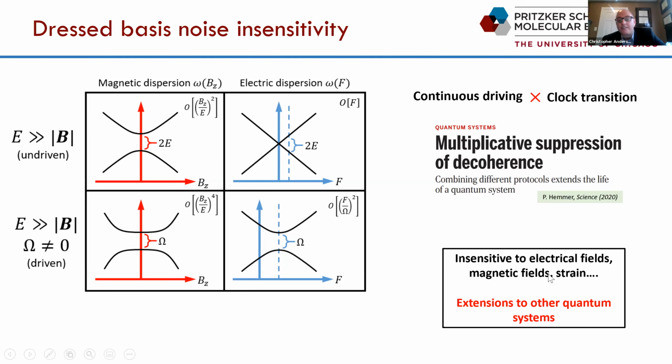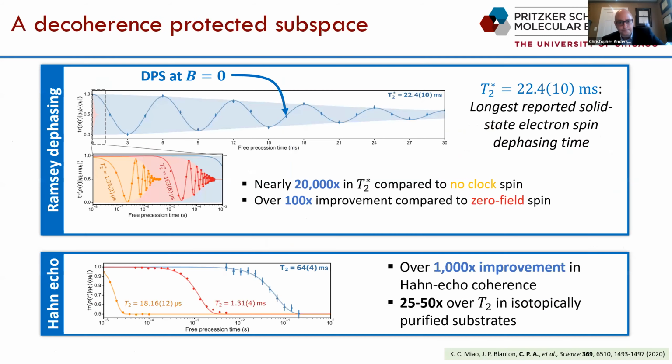And so the system at the end of the day becomes insensitive to electric fields and strain and magnetic fields to second order. You can also think about finding the same sort of Hamiltonian and designing this same system in other quantum platforms like superconducting qubits. Sometimes we'll hear people talk about these dynamical sweet spots.